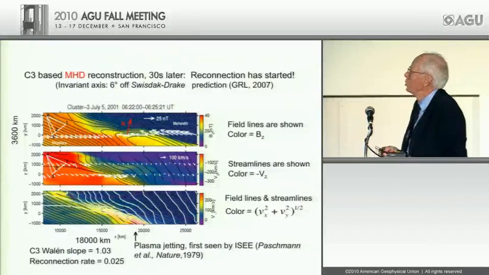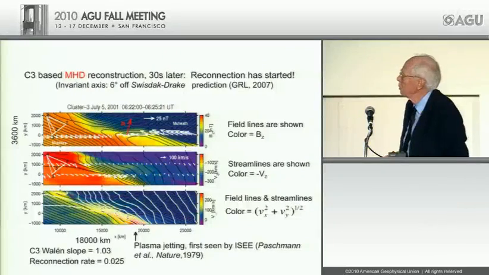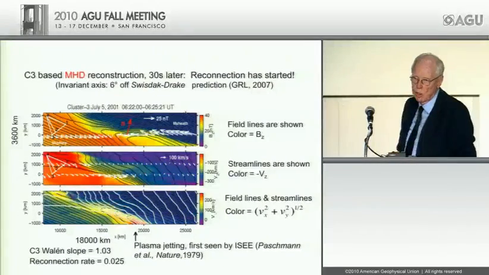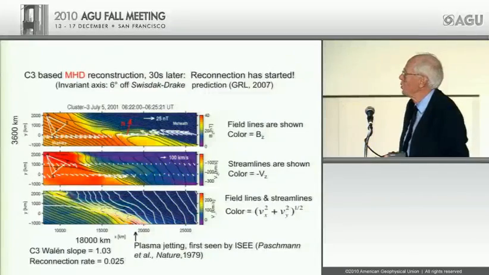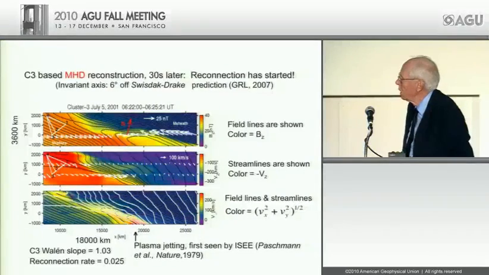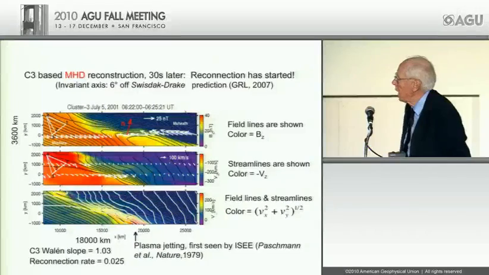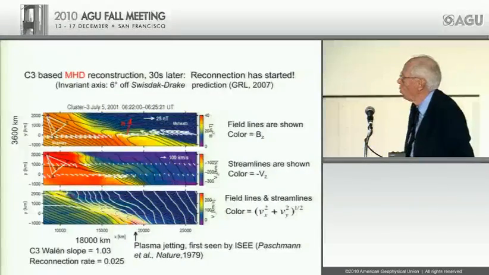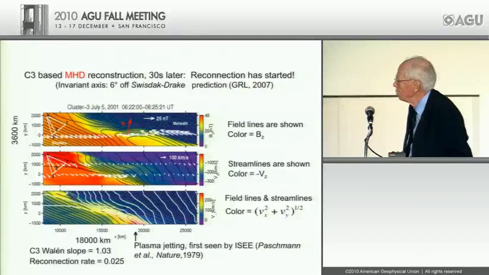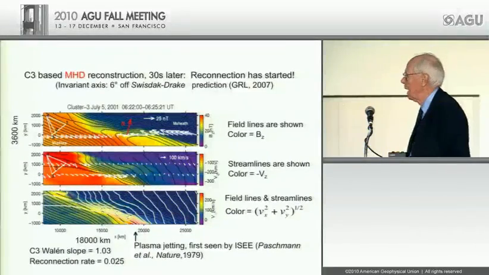The second panel, because we do MHD, we now get streamlines as well. And the second panel shows the streamlines in black. And you can see in the color that actually the axial component of the velocity has a big shift in it too, as you expect when you have a big shift in the guide field. The bottom panel shows an overlay of field lines, black, and streamlines, white. And you can see that there's flow into this wedge of reconnected flux from both sides, both from the magnetosphere and from the magnetosheath. The color that you see down here is an indication that the velocity is high. And this is, in fact, the plasma jetting that was first seen by ISEE in 1979.